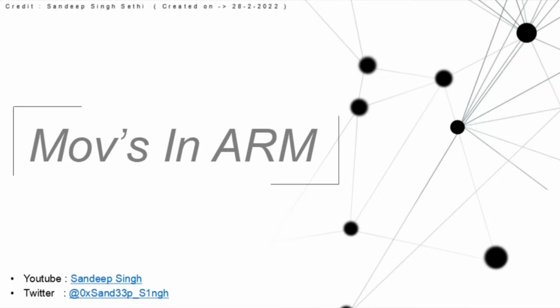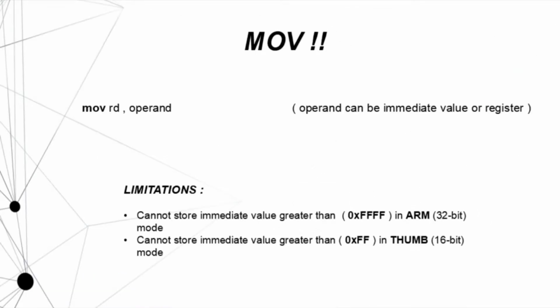In this one we are going to talk about the move instructions and all the variants which we can use in ARM assembly. Talking about the move instruction, we all know what it does. It just moves the operand into a destination register. An operand can be an immediate value or a register.